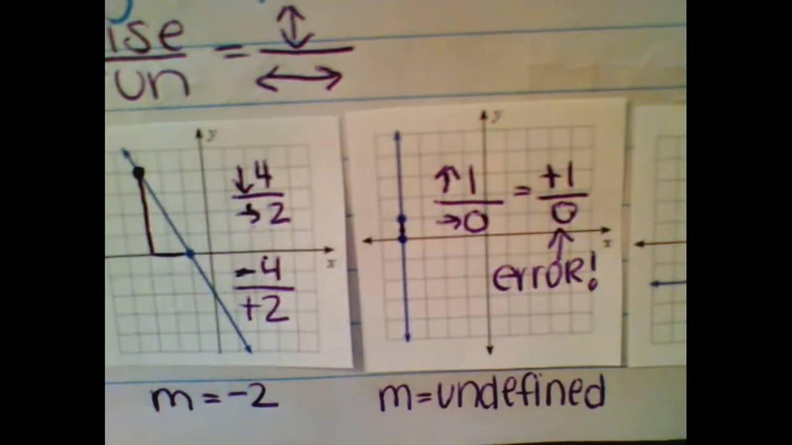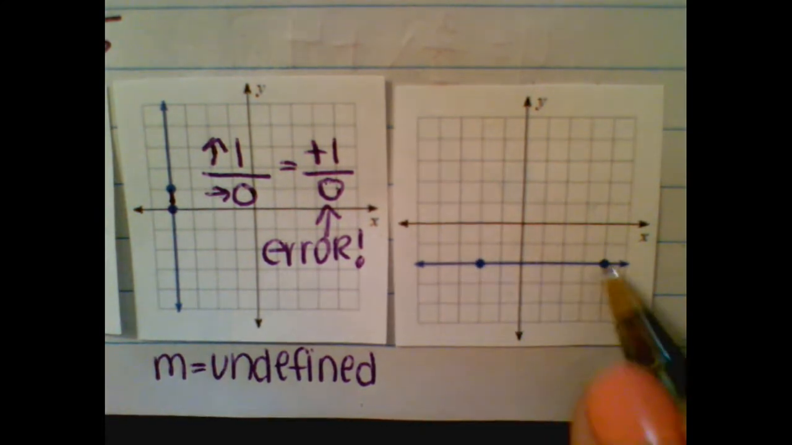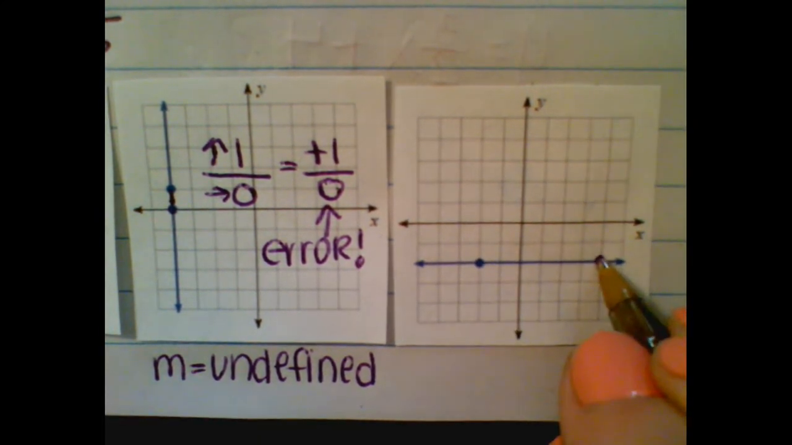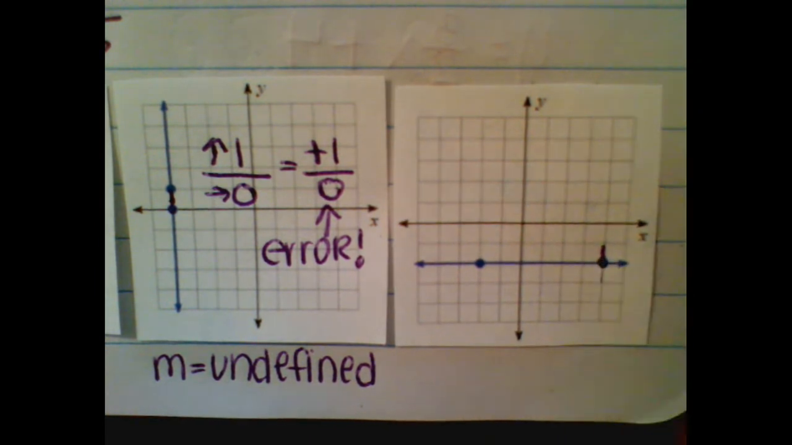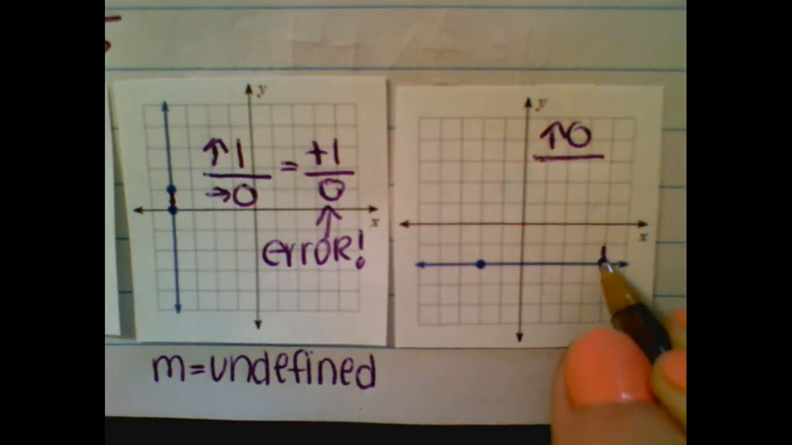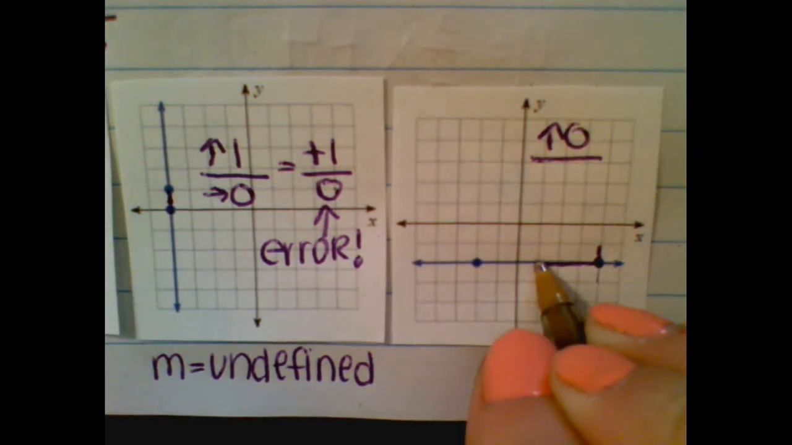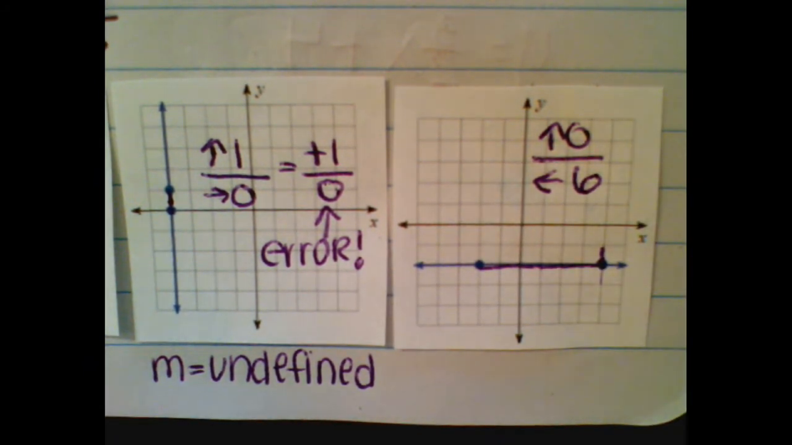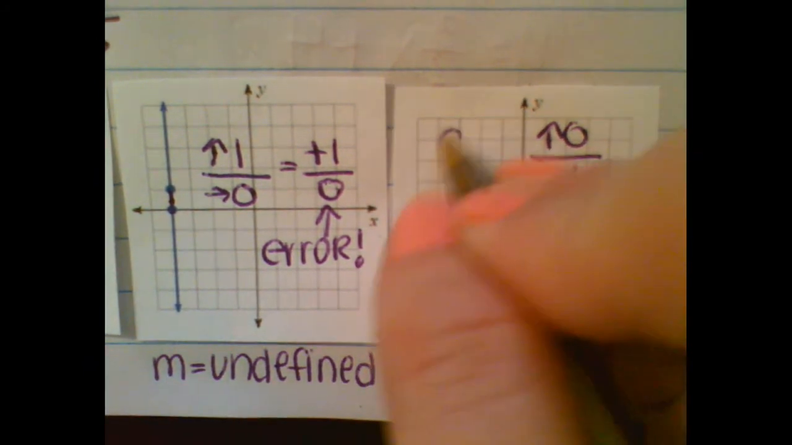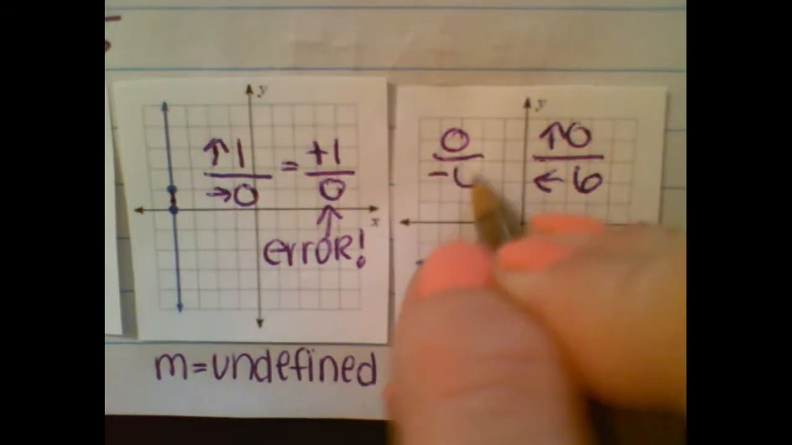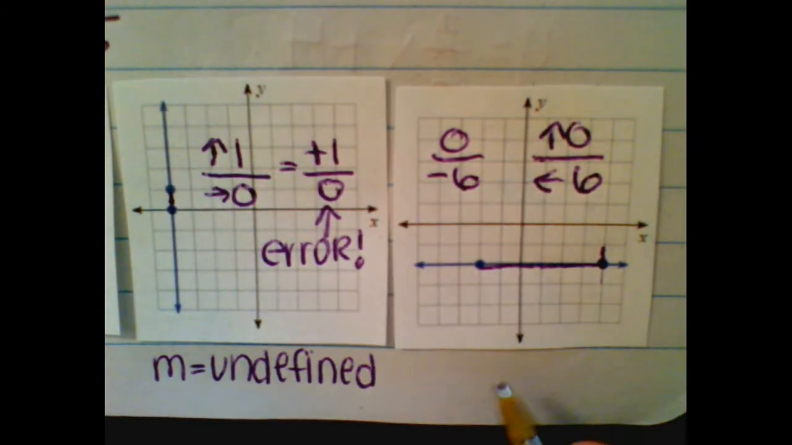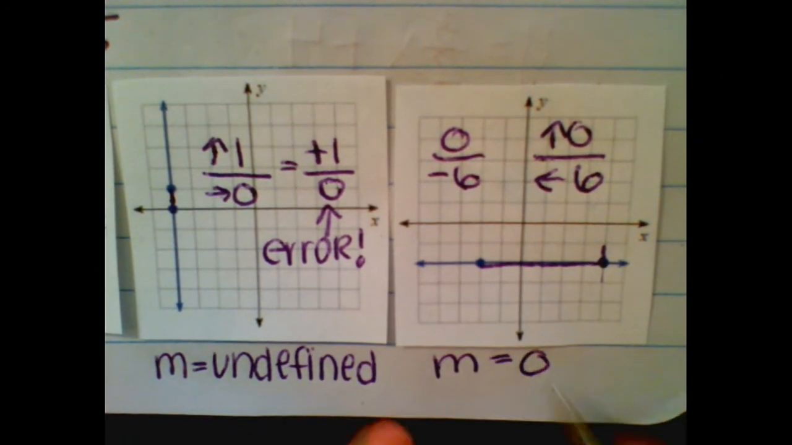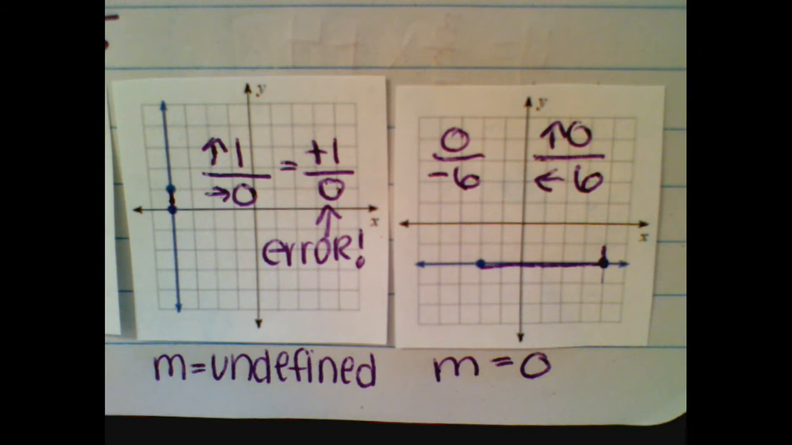Okay, and the last graph is this one. So we'll do it the same way. Start at either side, doesn't matter. This time I'll start here. And I don't go up or down any, right? So that's 0. So up 0. I go left 1, 2, 3, 4, 5, 6. Well, 0 is just 0. And left is -6. But if I type this into the calculator, my calculator actually tells me m is 0. There's no error, there's no anything, it's just 0.